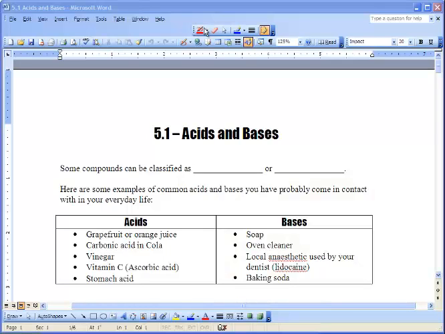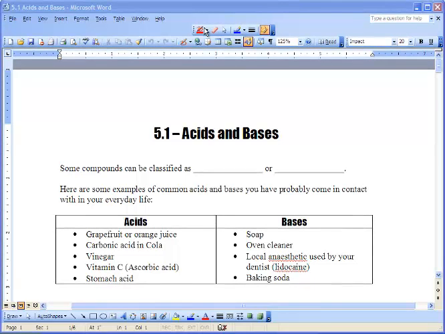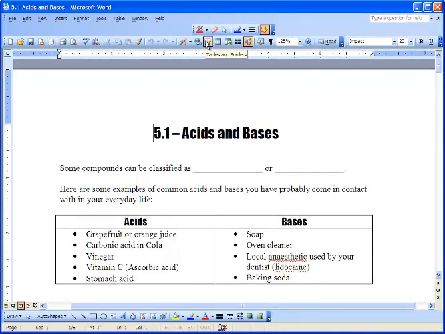Well, we're on to chapter 5 now, and we're talking about acids and bases. So we've looked at compounds, and now what we're going to do is classify what type of compounds these actually are. Some compounds can be acids or bases. Now we use these all the time in our everyday life.